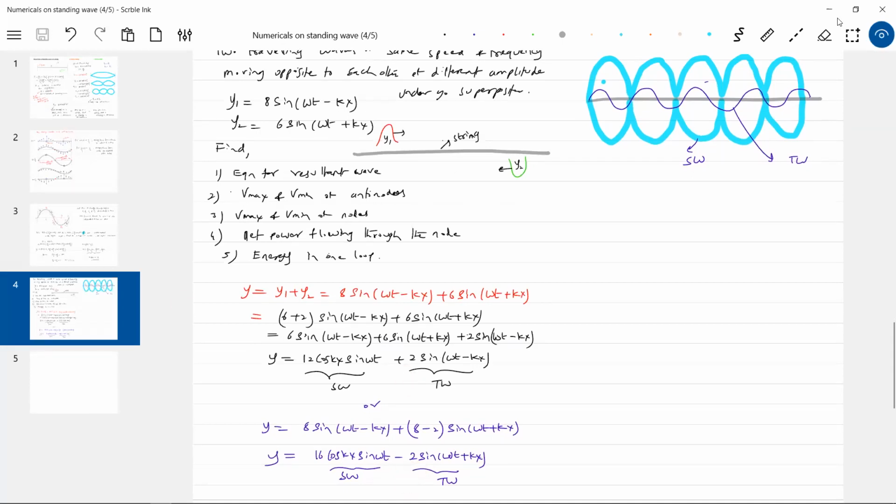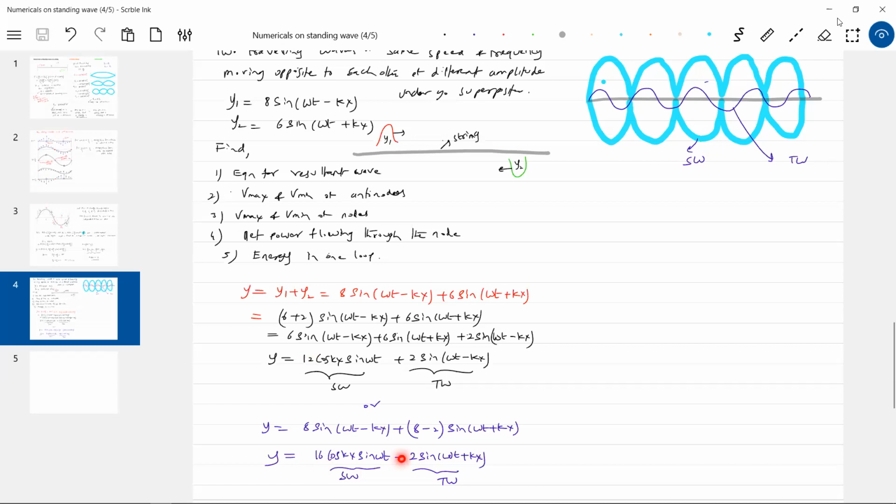Let's check it now. What is the maximum displacement of any point on your rope? It should not be more than 14 centimeter, am I right? Because that's the maximum. That's what the superposition principle tells here. Now, if you pick this, due to the standing wave it will be 12, due to the traveling wave it will be 2. So the maximum displacement is 12 plus 2, 14, or minus 12 minus 2, 14. But here you look at this one: 16 minus 2 is 14, but 16 plus 2 will become 18, no?